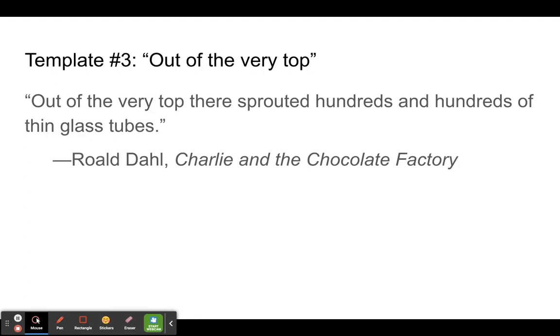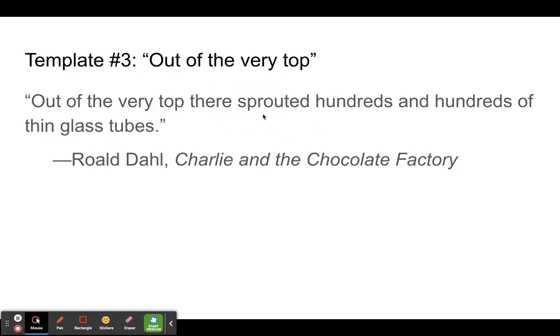We have a very different kind of a word order. We've got out of the very top. They're talking about some kind of a machine or mechanism, and they've described the bottom and the middle of the machine. And now we've got to the top. Out of the very top, well, what came out of the very top? There sprouted hundreds and hundreds of thin glass tubes. And we don't usually see this.